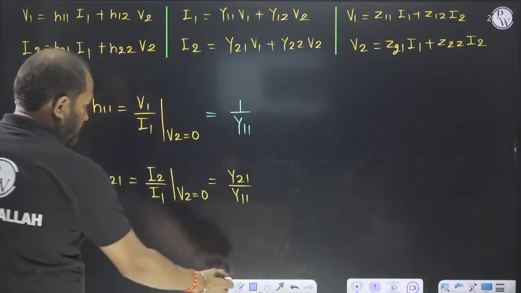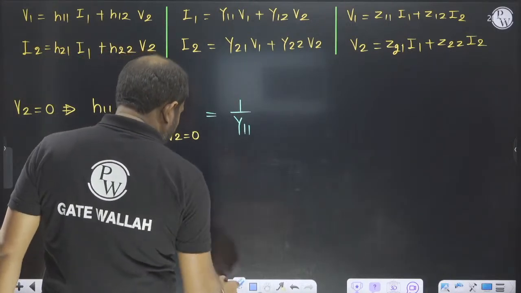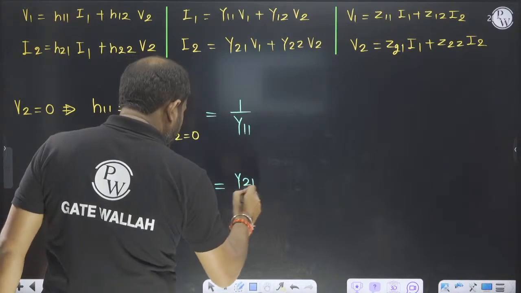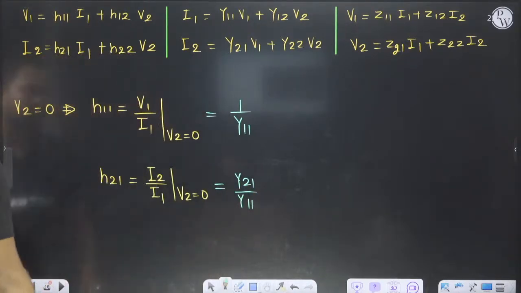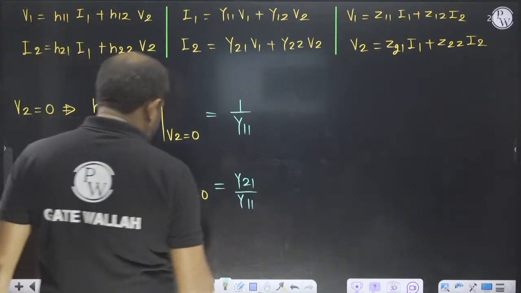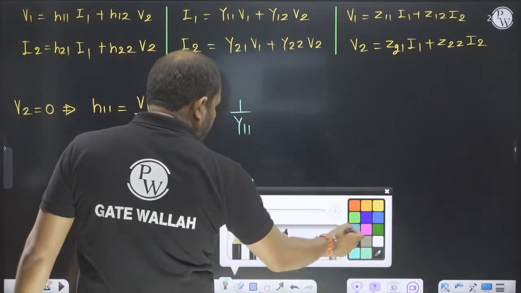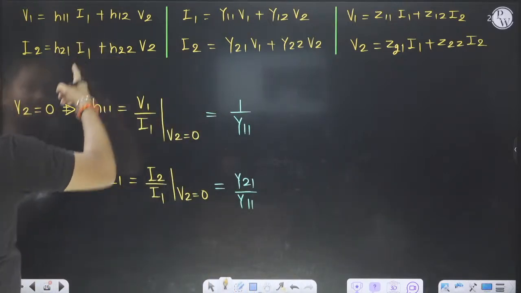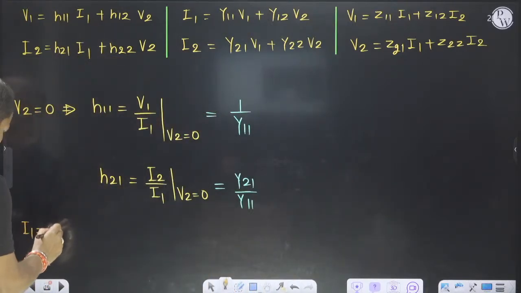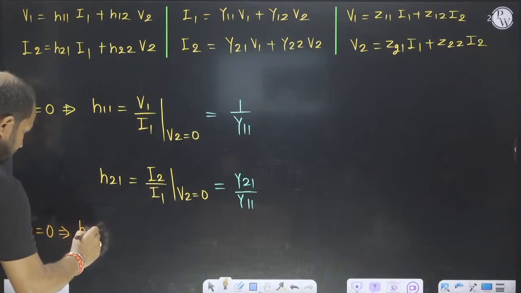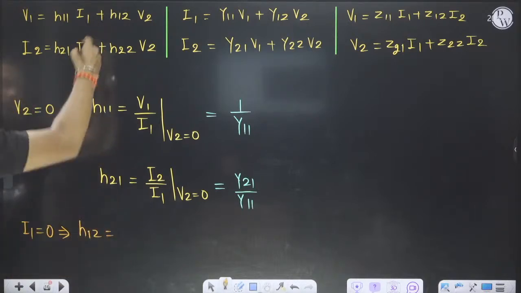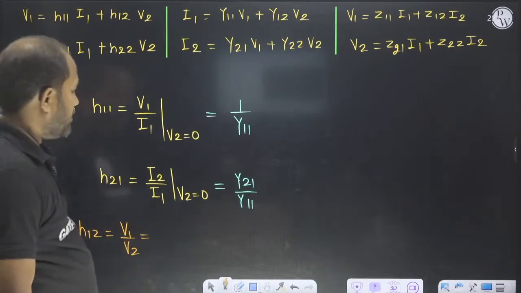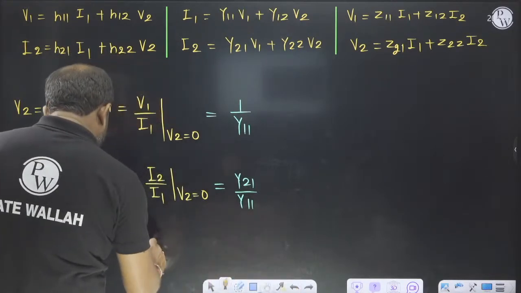So this is our case with I2 equal to 0. Then we have another case, the second case, where I1 is equal to 0. Then we have H12, which is equal to V1 by V2.